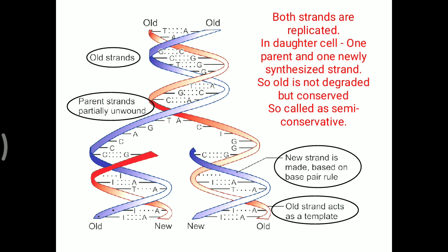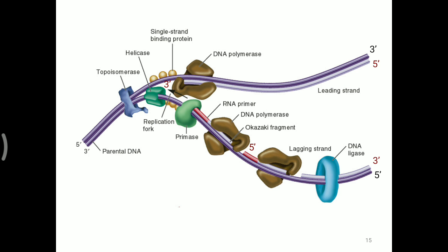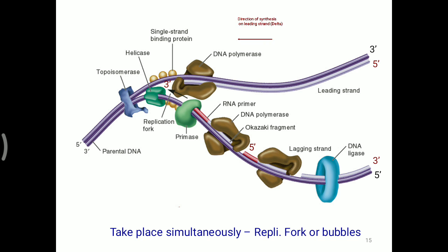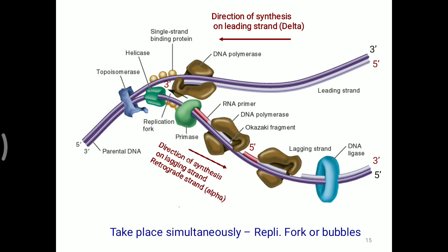So it is called semi-conservative DNA replication. Now this DNA replication takes place simultaneously, so replication fork or bubble development is there. Along with that, you have to remember the direction of synthesis of the leading strand, which occurs with the help of DNA polymerase delta. The direction of synthesis of the lagging strand is opposite, and it is also considered a retrograde strand.